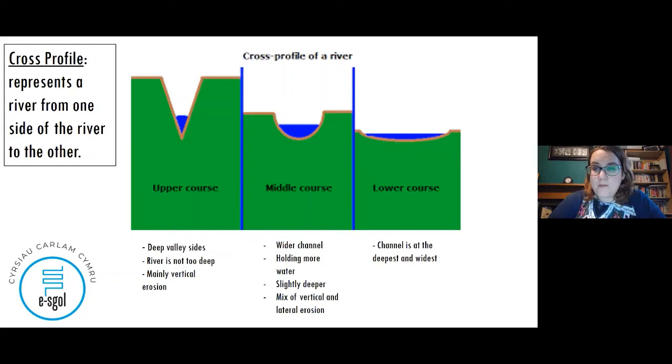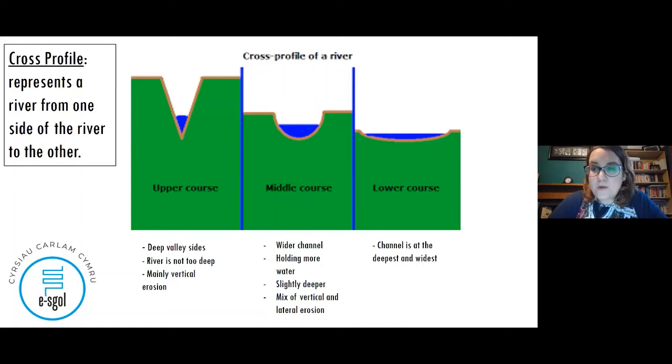The cross profile shows from one side of the river to the other, and we can also look at it from the upper, middle, and lower course. As you can see on the diagram, the shape of the river channel changes. In the upper course of the river, we see mainly a V shape. We see a V shape because the river is cutting downwards. There are steep valley sides, the river is not too deep yet, and the channel is narrow. Here we are seeing mainly vertical erosion, or that downward erosion.